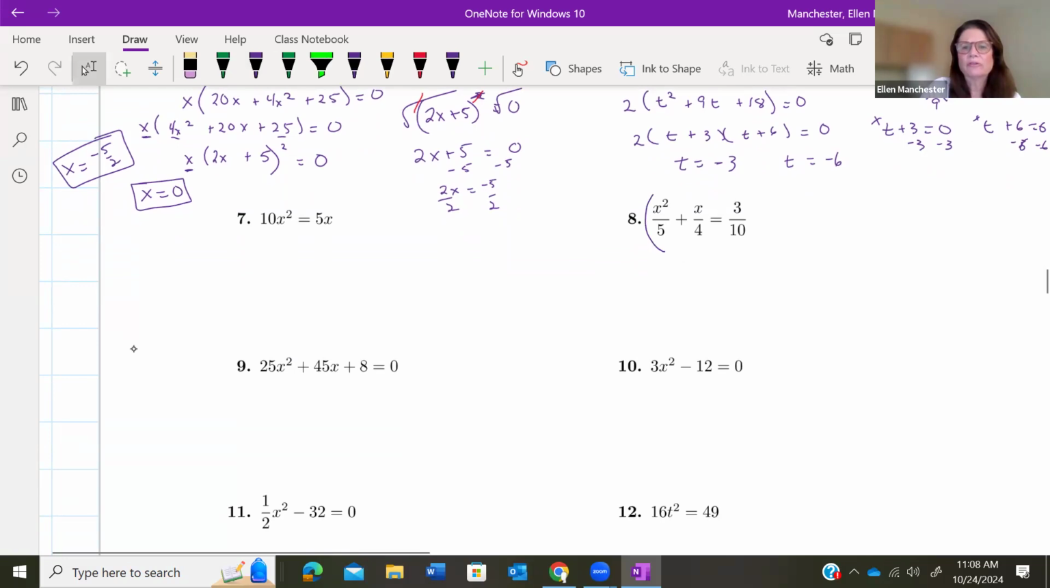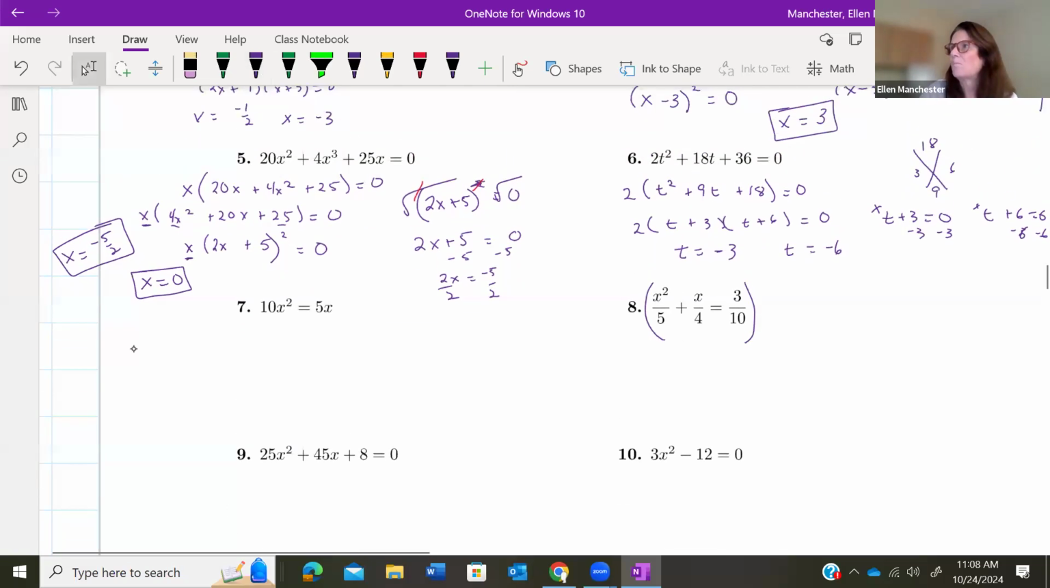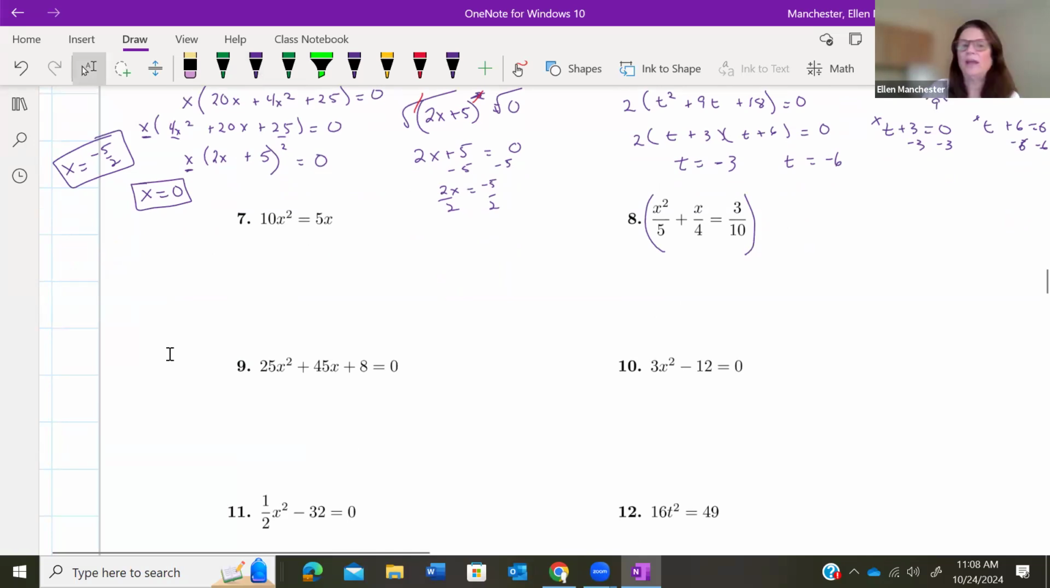All right, we love fractions. Let's practice another fraction one. So what does 5, 4, and 10 all go into? Good. 20, perfect. So 5 goes into 20 4 times. Get rid of my denominator. 4 goes into 20 5 times. Get rid of my denominator. And 2 goes into 20 twice. Get rid of it. And now I multiply. 4 times x squared is 4x squared. 5 times x is 5x. And 2 times 3 is 6. So I'm going to bring that up.